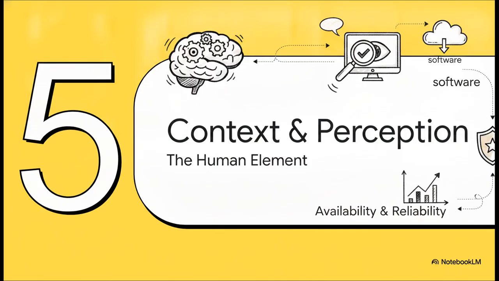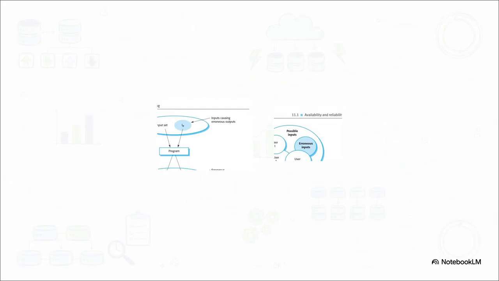Moving on to part 5. Context and user perception. So we've looked at the math, but now we really have to look at the human element. Why? Because context dictates our perception of software dependability. Out of all the possible inputs to a system, only a tiny subset actually triggers errors, and different users have entirely different usage patterns. If an administrator uses the software quietly and predictably, they might never hit that erroneous subset. To them, the program is flawlessly reliable.